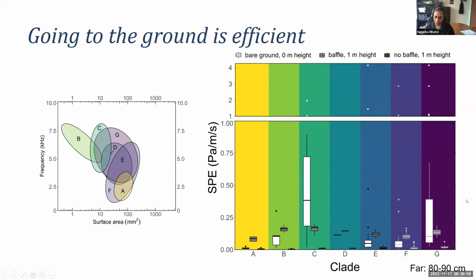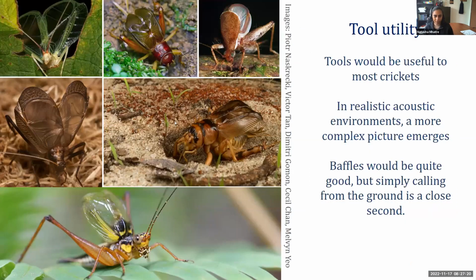And it turns out for at least some groups of animals, calling from the ground is almost as efficient, if not more efficient, than calling from a baffle. And when you think about it in these more complex ways, which are not possible in the analytical system, you can have really cool biological insights, which is that calling from the ground is a really, really close alternative second to calling from a baffle. And maybe that's why we don't see tool use across the whole cricket phylogeny.